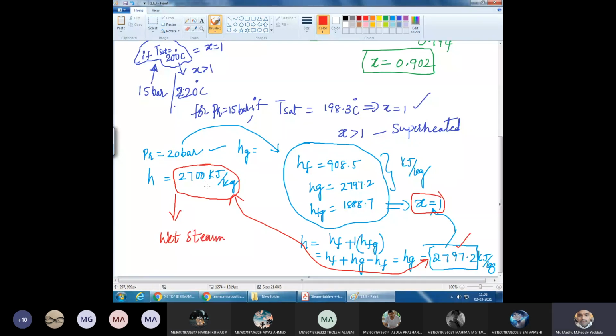Suppose instead of 2700, let us say 2900 is given. At that time, I can write it as superheated steam. Yes or no? Yes, we can write it as superheated steam. Like that, we can write.